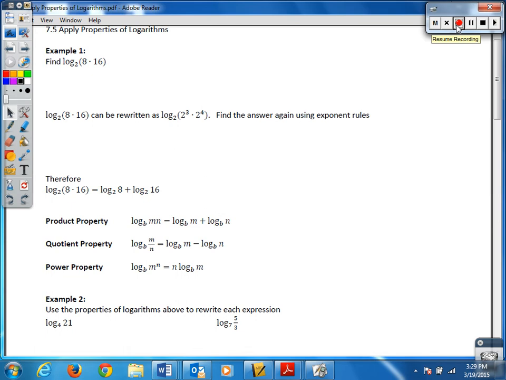Let's take a look at example 1. The log base 2 of 8 times 16. Well, we can multiply 8 and 16 to get 128. So we can say then that this is equal to the log base 2 of 128.